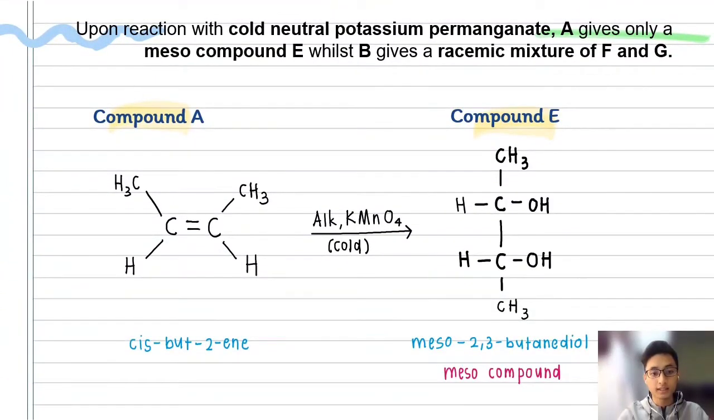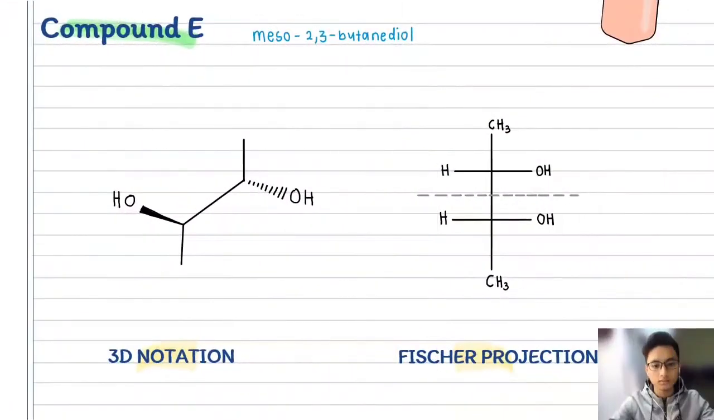Next, from the question, upon reaction with cold neutral potassium permanganate, A gives only a meso compound E. As we can see, compound A, which is cis-but-2-ene, reacts with cold neutral potassium permanganate and produces compound E, that is meso-2,3-butanediol, which is also a meso compound. Compound E is meso-2,3-butanediol.